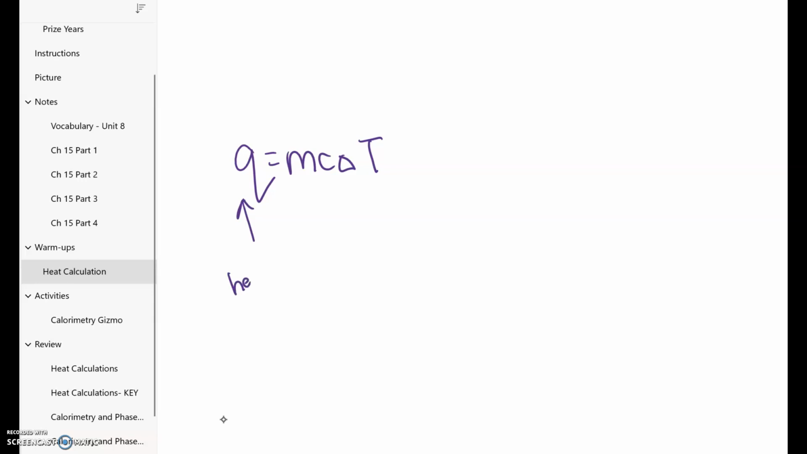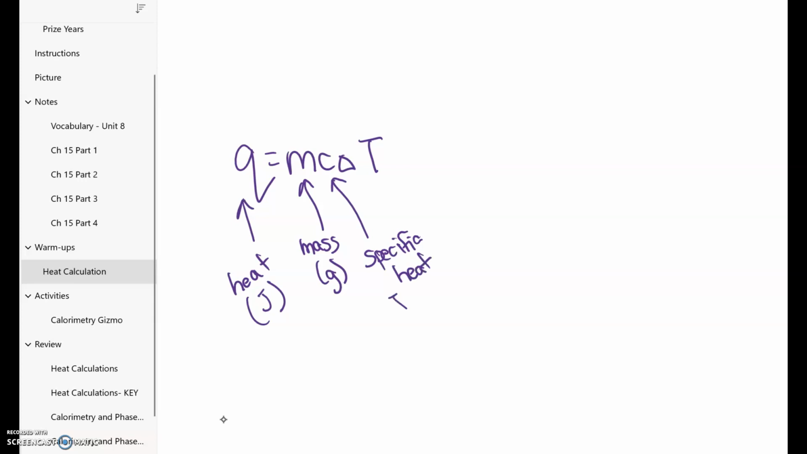Q represents heat. The units for that are joules. M is mass. The unit for that should be your grams. C is specific heat, and the units are joules per gram degrees Celsius. And then your delta T is change in temp. So it's your final minus the initial. So your unit for your delta T should be degrees Celsius.